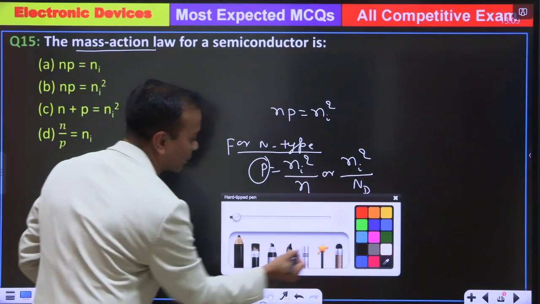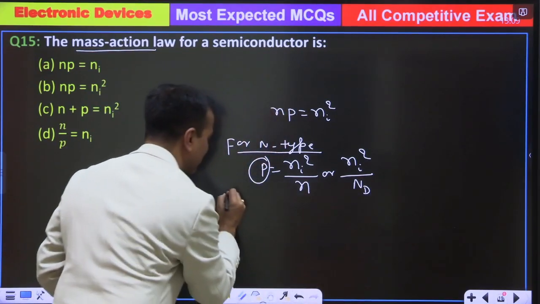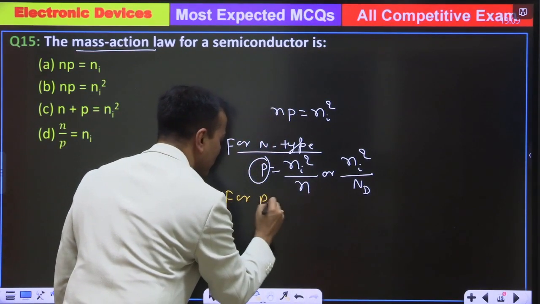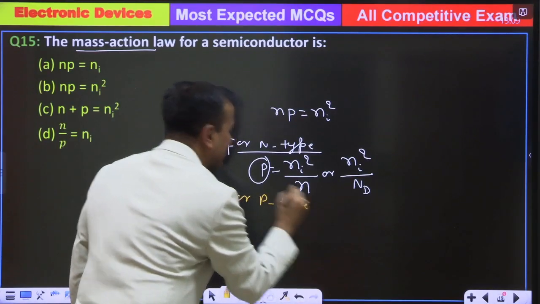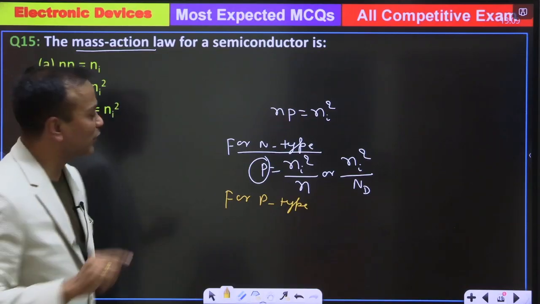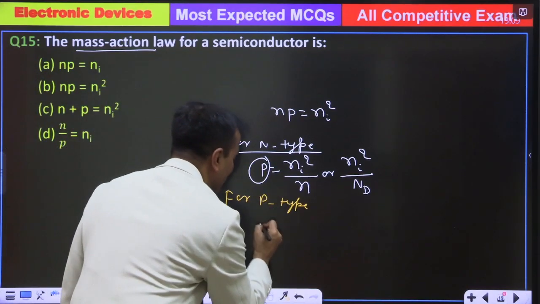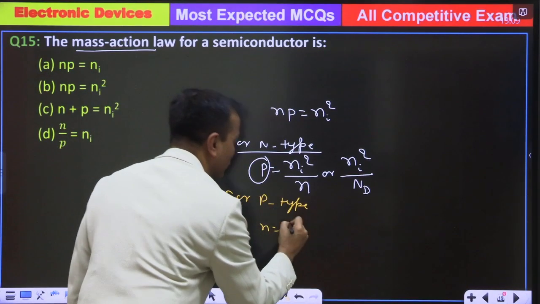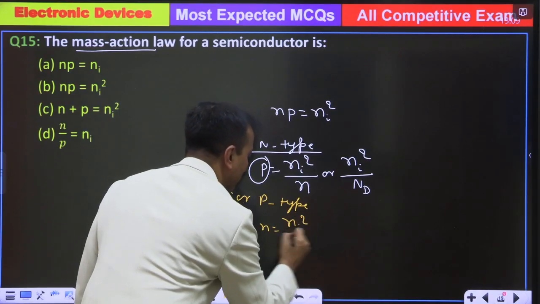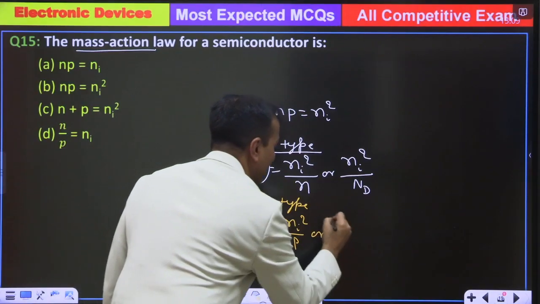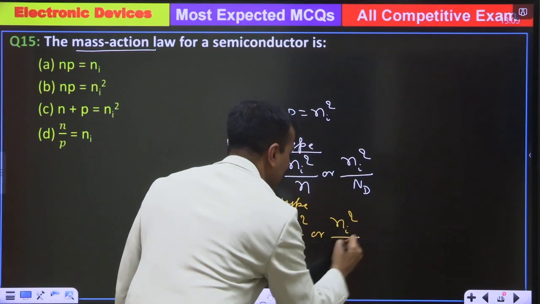Similarly, for a P type semiconductor, the electron is the minority charge carrier. So the concentration of electrons we can obtain as n = ni square divided by p, or simply ni square divided by Na.